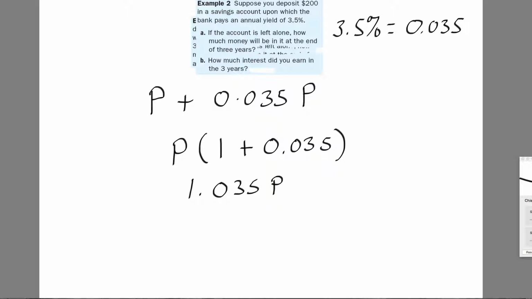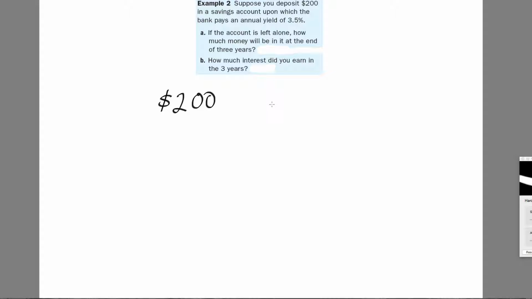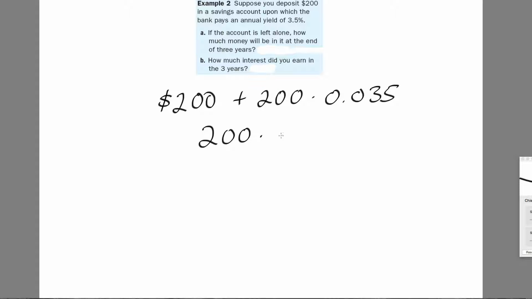Now our next problem, example 2. Suppose you deposit $200 in a savings account, upon which the bank pays an annual yield of 3.5%. So this is kind of like what we did when we had P. So it's 200 plus 200 times 0.035, or that becomes 200 times 1.035, and that equals $207 at the end of 1 year.